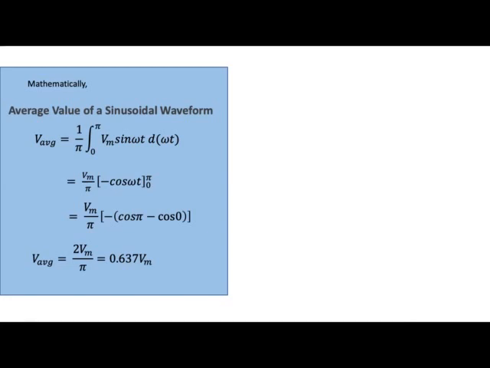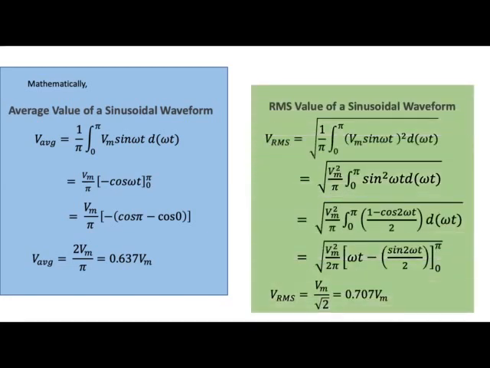which is equal to 0.637 Vm. The RMS value is given by the same equation, but now it will be square, mean, and whole under root. That will give us the RMS value. So VRMS is given by under root of 1 by pi integration from 0 to pi Vm sine omega t whole square d omega t. Now substitute the values, integrate those, and get the final value, where VRMS is equal to Vm by root 2, which is equal to 0.707 Vm.